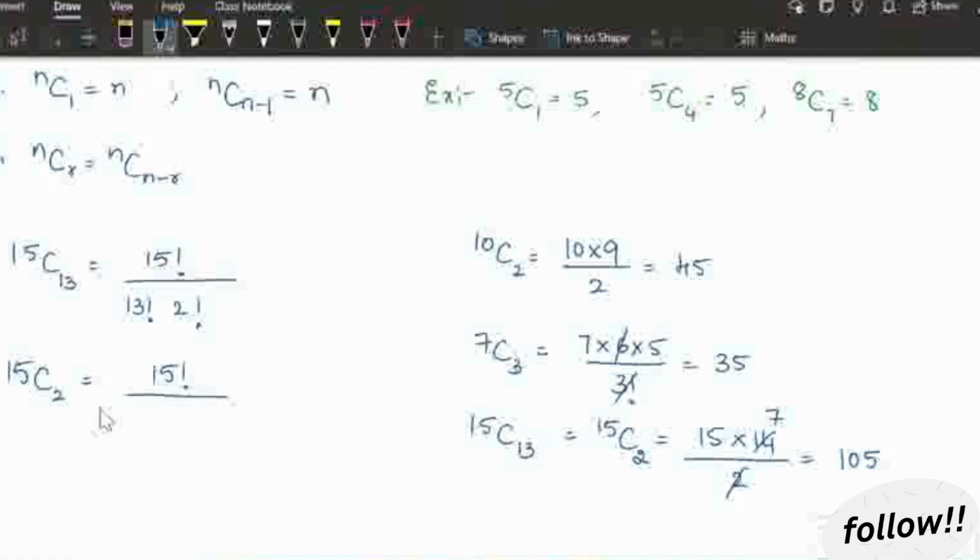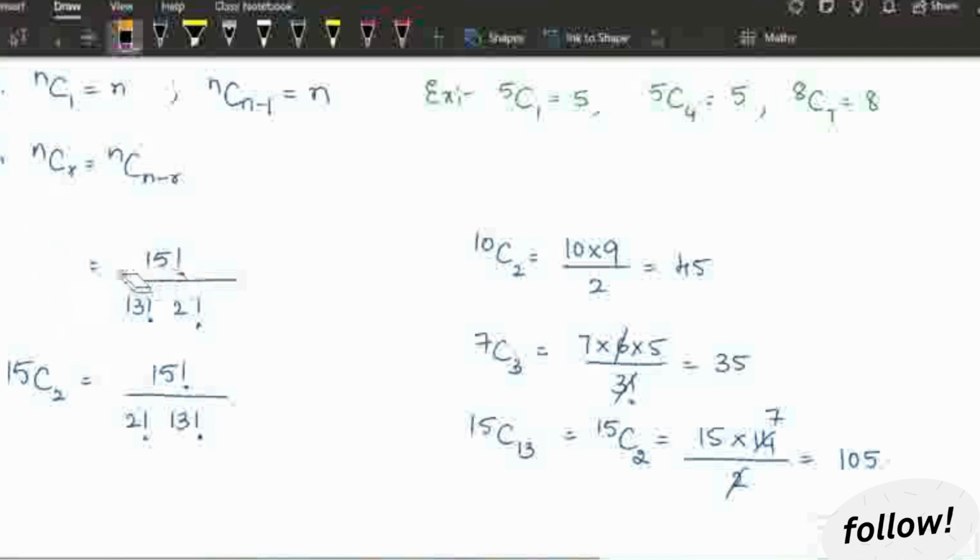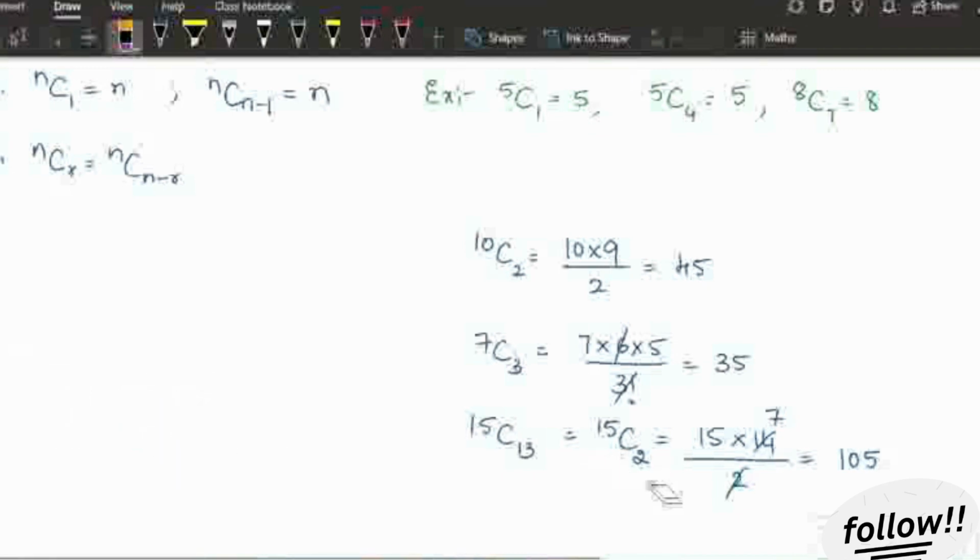Divided by r factorial is 2 factorial, and then n minus r factorial is 15 minus 2, which is 13 factorial. Okay. If you observe, numerator has 15 factorial, denominator is 13 factorial into 2 factorial, which is the same. Therefore, we directly use this result. Whenever r is a big number, we will write down n minus r in place of r and make the simplifications easier. Hope it is clear.